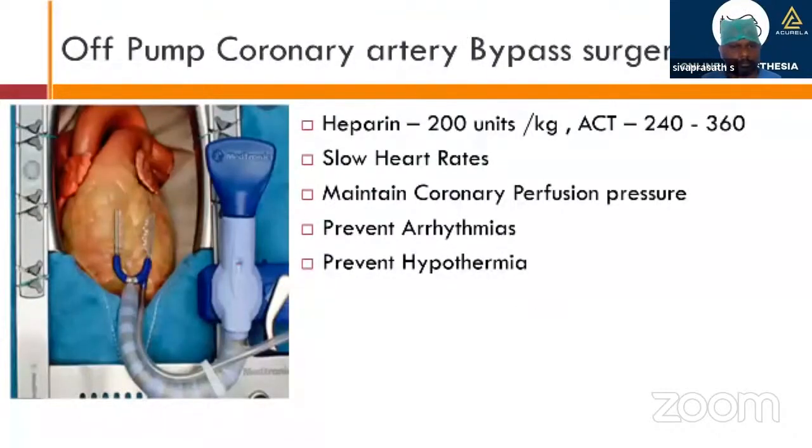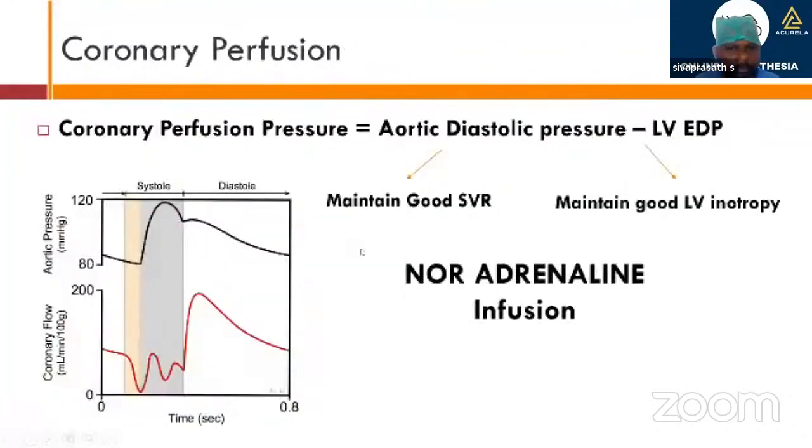So the anesthetic goals are give heparin at a lower dose and maintain ACT at 240 to 360. You have to give slow heart rates because the surgeon operates on a stabilizer. And for the comfort, you have to give slower heart rates, maintain coronary artery perfusion pressure. I'll tell you in the next slide how to do it. Prevent arrhythmias and prevent hypothermia.